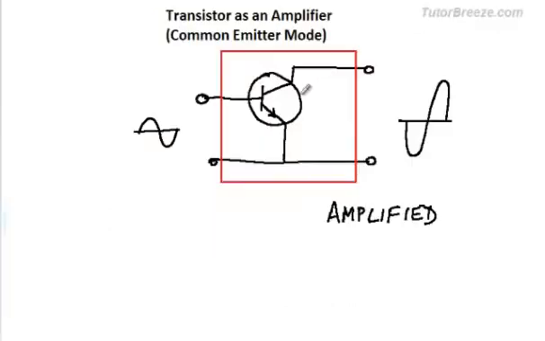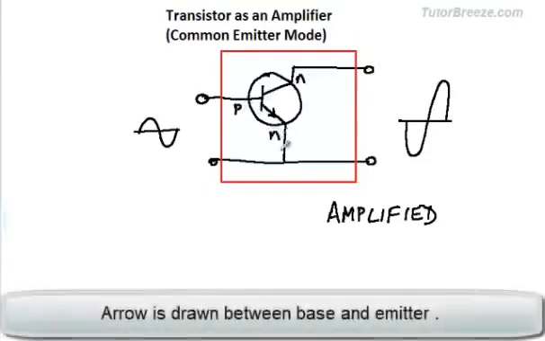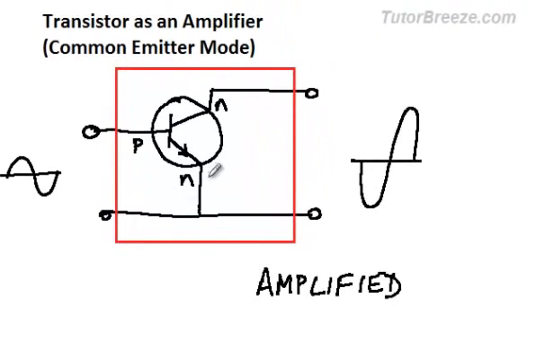Now when we look inside the box, we find we have an NPN transistor here. You know that this is an NPN transistor from the direction of the arrow, which points from the positive terminal to the negative terminal. And this NPN transistor is in common emitter mode. See, this terminal is the emitter, this is the base, and this is the collector. You can see that the emitter is common to the input side and the output side. The input side is between the base and the emitter, and the output side is between the collector and the emitter.